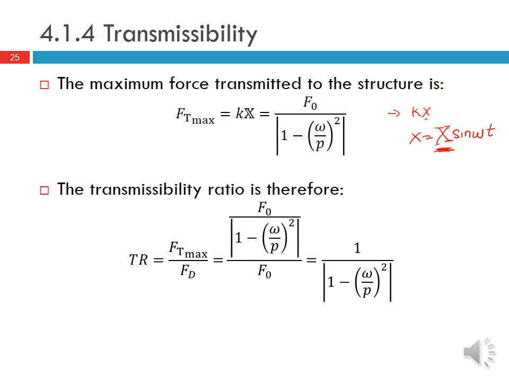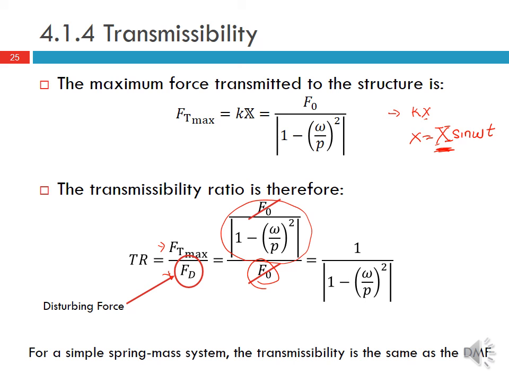So the transmissibility ratio is the ratio of our maximum force transmitted to the structure divided by the maximum disturbing force applied to the mass. That's F naught over 1 minus omega over p squared, divided by the maximum disturbing force, which was F naught. If we simplify this, we can cancel those things out and get that expression. So for a simple spring mass system, the transmissibility is actually the same as the dynamic magnification factor. If you go back and look, this is exactly equal to the dynamic magnification factor.